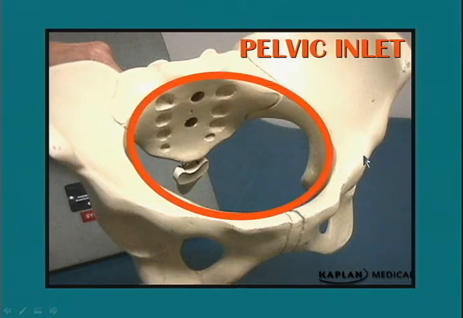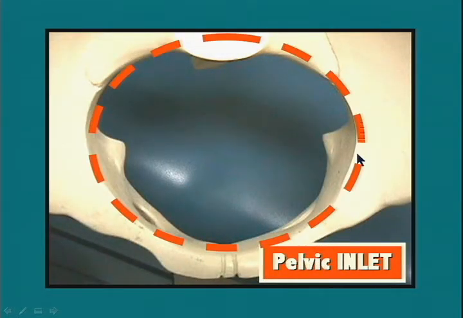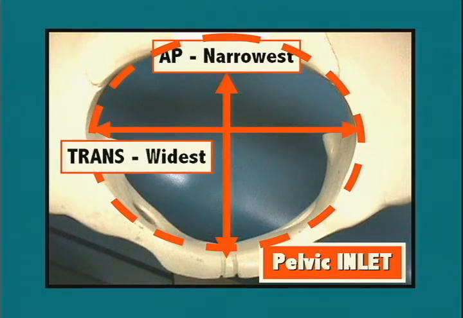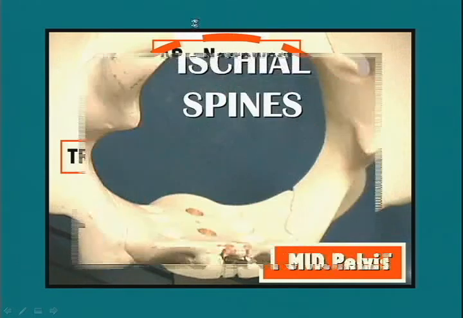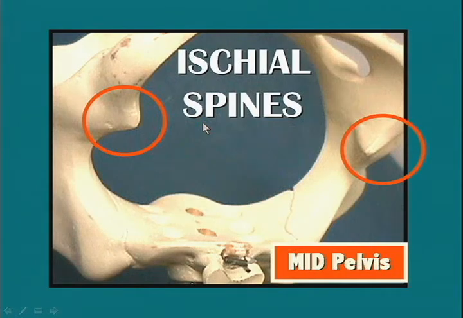Here is the pelvic inlet. When you look at the pelvic inlet, you see that the narrowest is the AP, anterior-posterior dimension. The widest is the transverse. So the head, as the fetus comes down, is going to have to be entering the pelvis transversely. The mid-pelvis is limited by the ischial spines. These are the ischial spines.